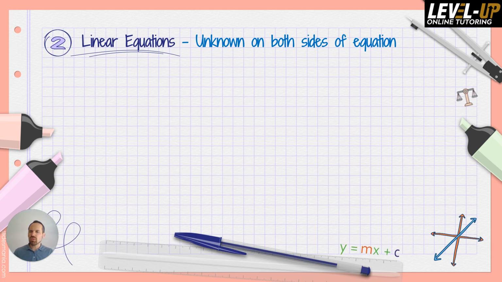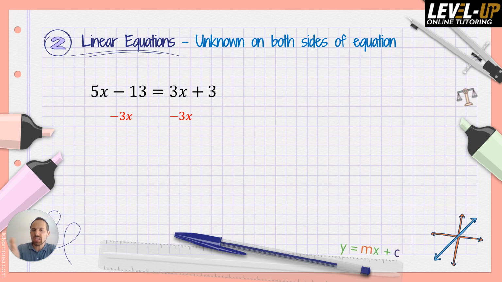Now, what do we do when we've got the unknowns on both sides of the equations? Say something like this. Like we can't just easily collect the like terms like we did before because they're on opposite sides of the equation. What we do in this case, we just essentially need to subtract, or I should say remove, our x term from one of the sides. So in this case, we could subtract 3x from both sides.